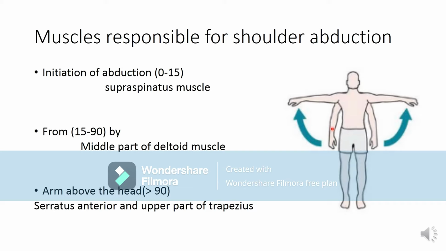Abduction is initiated from 0 to 15 degrees by the supraspinatus muscle, from 15 to 90 by the middle part of the deltoid muscle, and above 90 by serratus anterior and trapezius. This is done by a gliding movement of the scapula over the thoracic cavity.